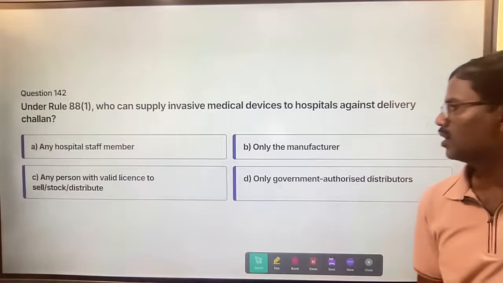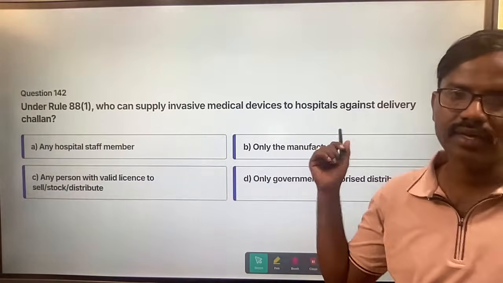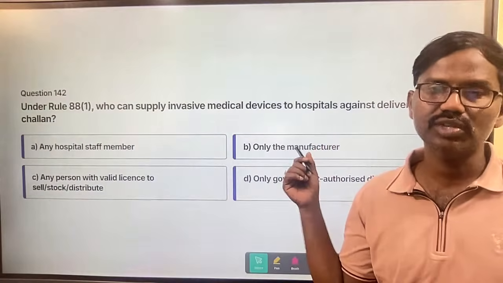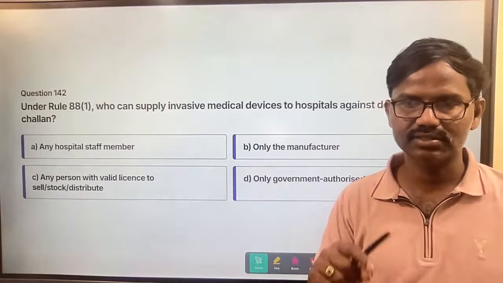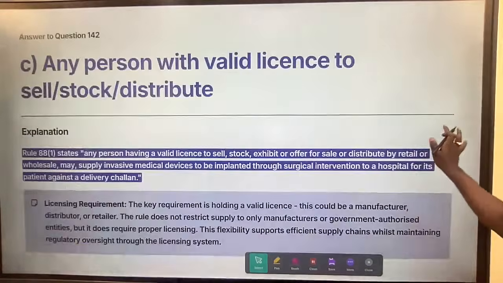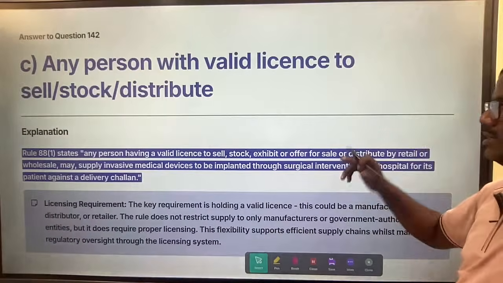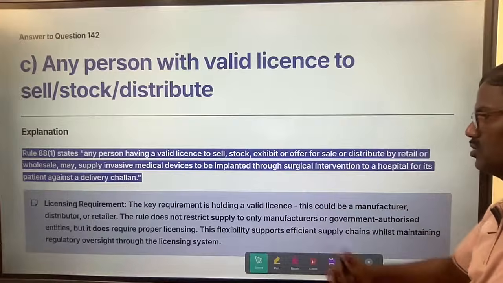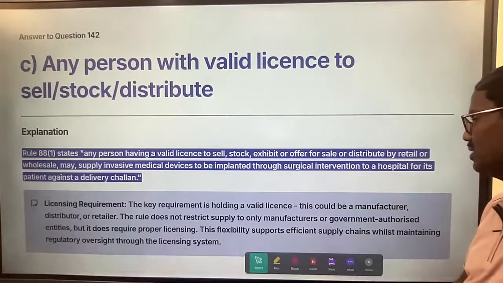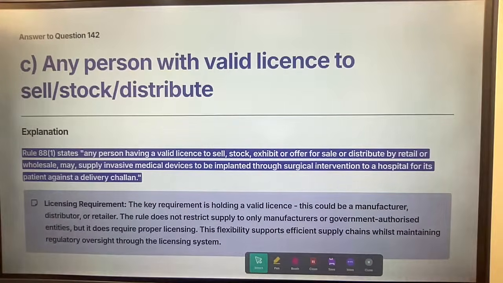Okay, right. So who can supply the invasive device to the hospital? Yes, any person having a valid license. Okay, right answer. Rule number 88 says that any person having a valid license can supply the device. So the requirement is holding a valid license. This could be a manufacturer, distributor, retailer. The rule does not restrict supply to only manufacturers or government authorized entities, but it does require proper licensing.